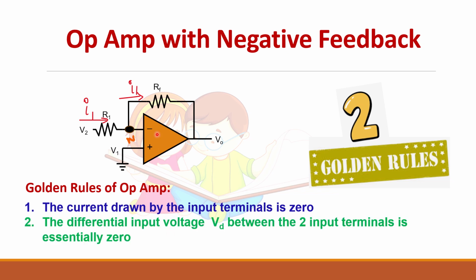Next one, the differential voltage, that is the difference between the two input voltages, will always be zero. So if this is connected to ground, this will also be connected to ground. If this has some potential, for example 10 volt, this end will also have 10 volt.